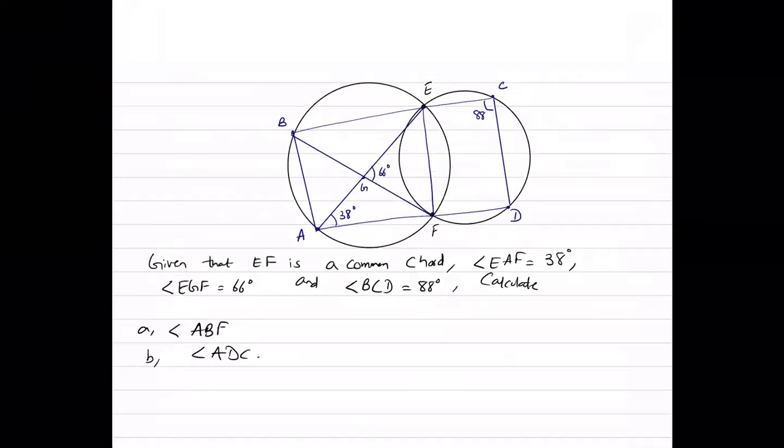Now you have two circles, and it is given that EF is a common chord. These two circles are basically overlapping and EF is a common chord. Angle EAF is 38, angle EGF is 66, angle BCD is 88. You need to calculate angle ABF, which is this angle. So we now have to find this angle.